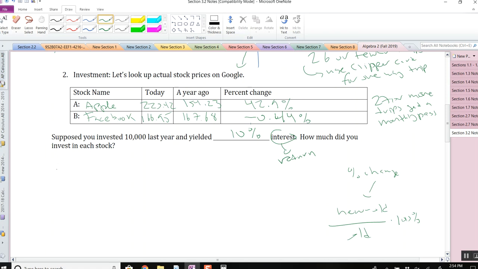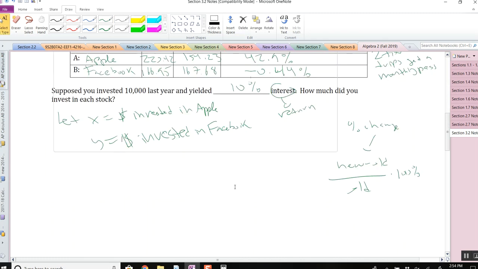So here's what you're going to do. You're going to let X equal the dollar amount invested in Apple, and let Y be the dollar amount invested, sorry for my messy handwriting, in Facebook. So of course X plus Y is just going to equal $10,000.